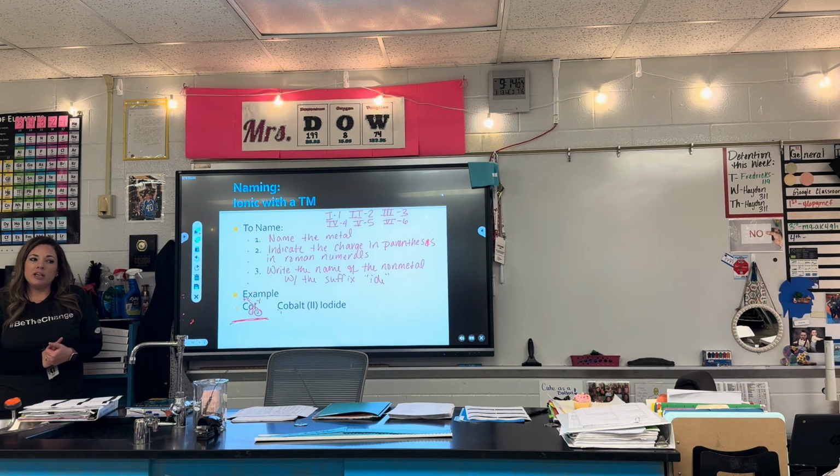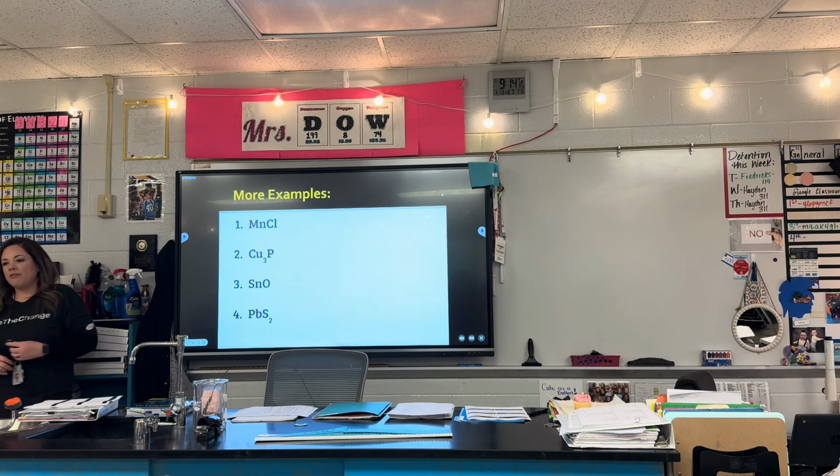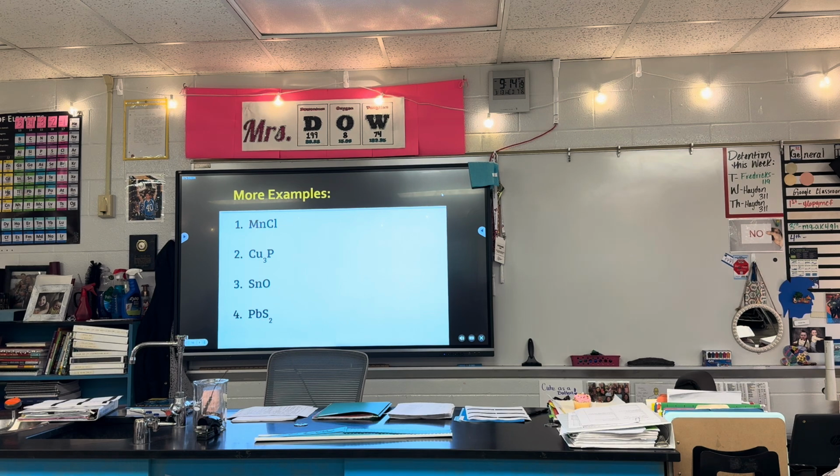And we only do this for our transition metals. Only for transition metals. Okay? So let's do some examples. Alright, first one. So flip your paper up.